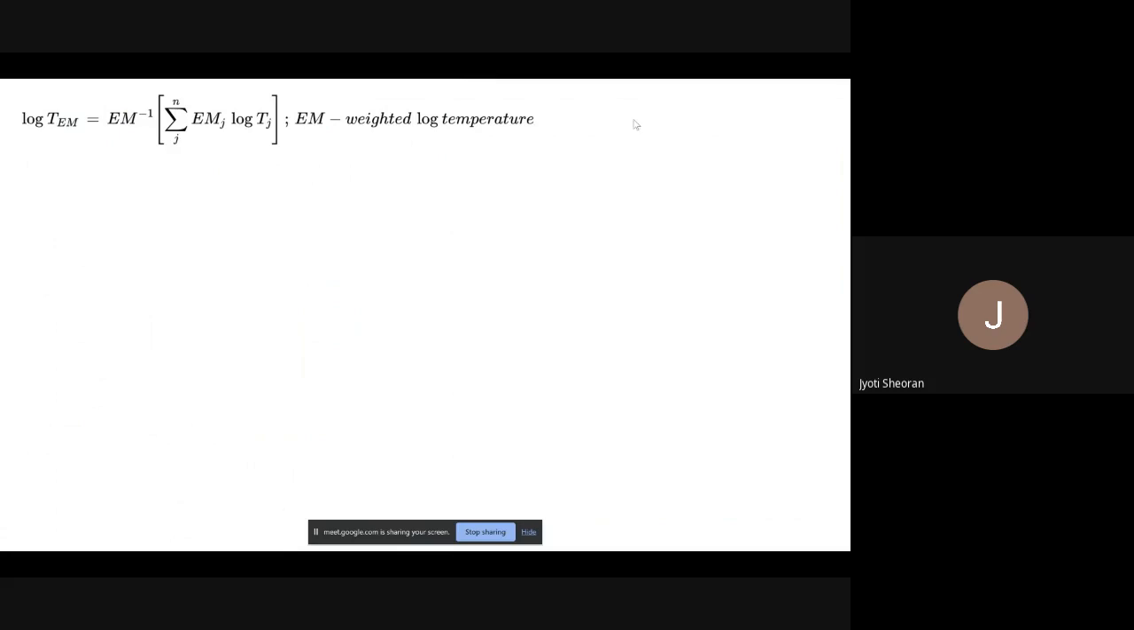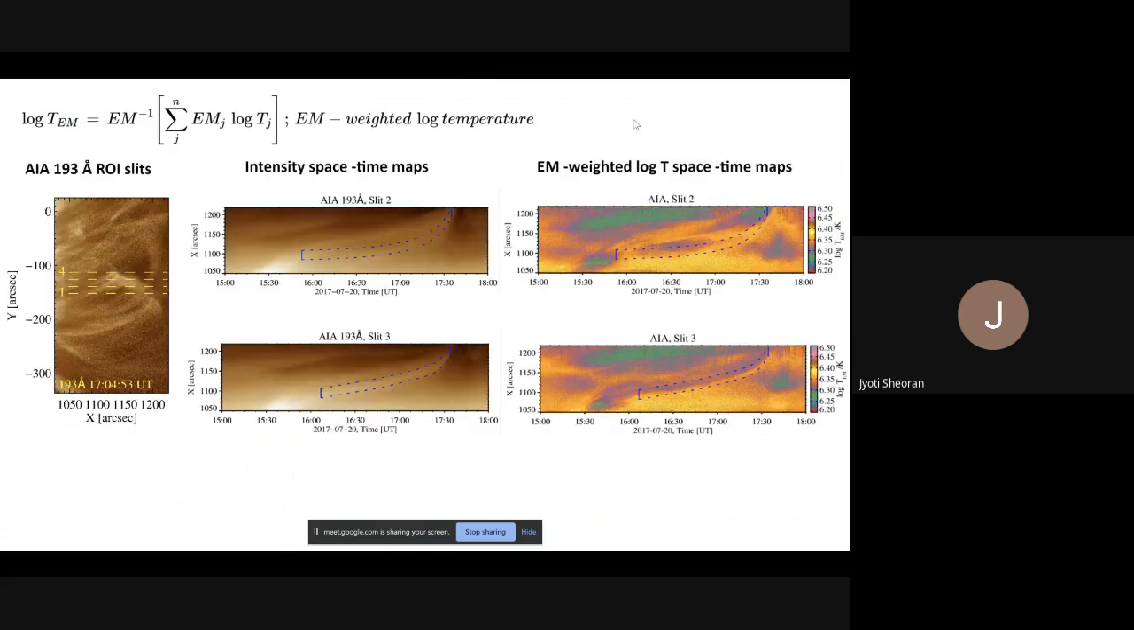2015. So what we did is that we chose four artificial slits on the AIA region of interest, such that they cover almost the entire CME core, and then we created intensity and EM weighted log T space-time maps. We then visually tracked the CME core, which is shown by this blue dashed curve, and the same dashed curve is overplotted on the log T maps, and we extract the value of EM weighted log T along this curve.